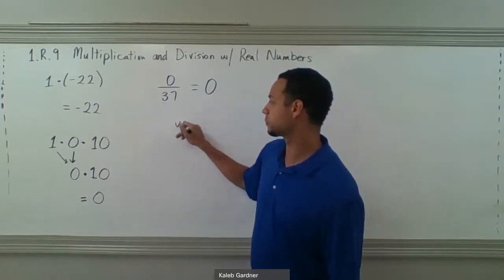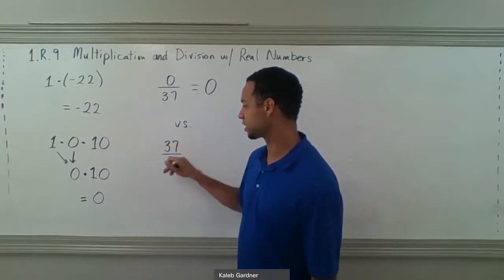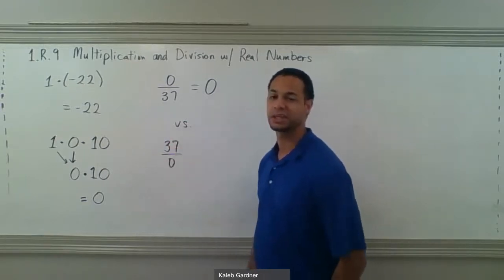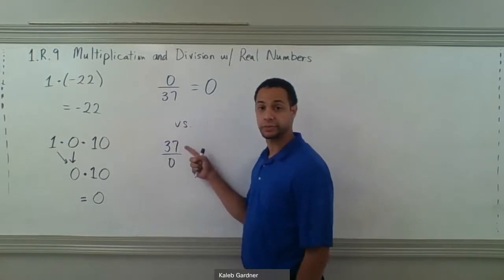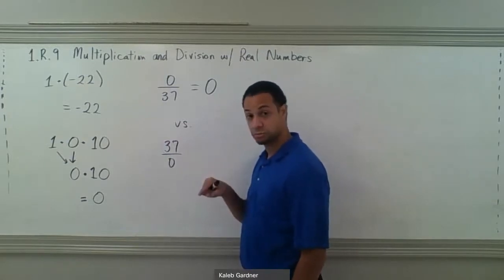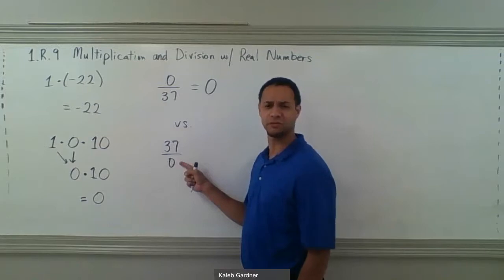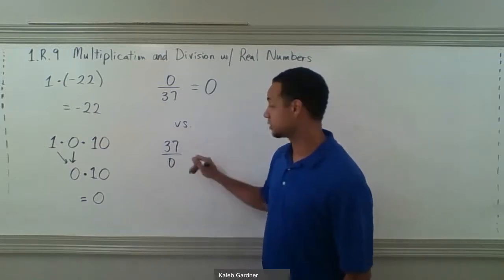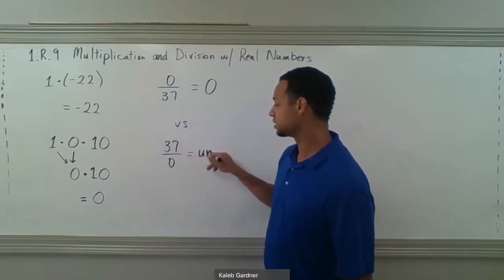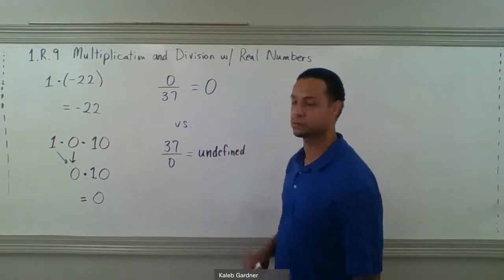Versus, what if it was flipped upside down? What if it was 37 divided by 0? Let's read that again. 37 pizzas sitting in this room, but there are no people. Since there are no people, that doesn't even make any sense, right? The answer here is not 0. The answer here is undefined because it doesn't exist.